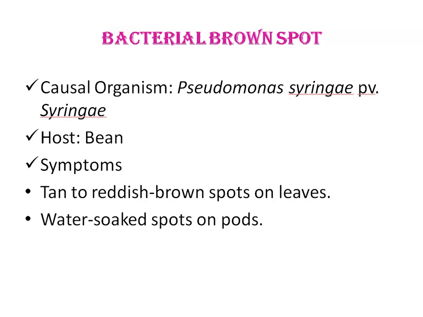Next disease is bacterial brown spot. Causal organism of bacterial brown spot is Pseudomonas syringae pv. syringae and host is bean. And symptoms include tan to reddish brown spots on leaves, water soaked spots on pods, which enlarge and become sunken and tan with distinctive reddish brown margin.